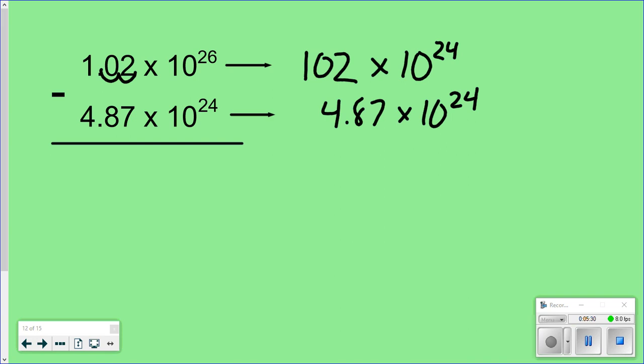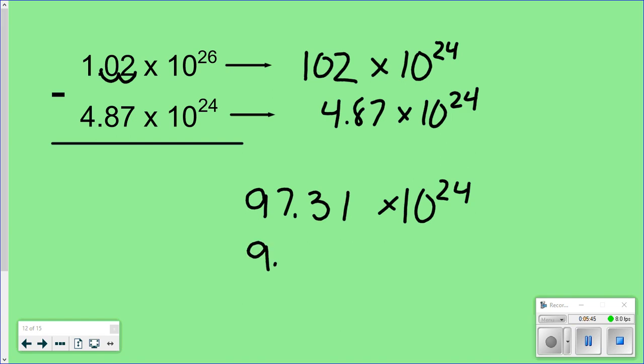Let's see, this is going to be 10 to the 24th. Minus 4.87. So it's going to be 97.31. Okay, so I have to go like this. Times 10. I moved it once this way. It's going to be the 25.